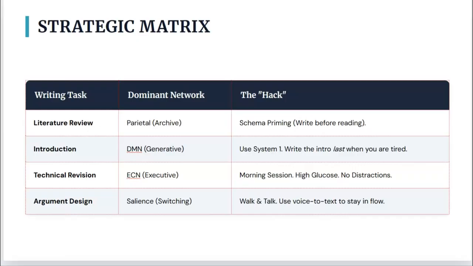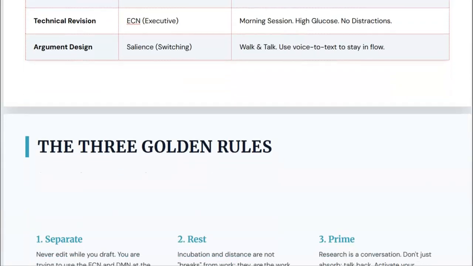Technical revision. ECN executive. Morning session. High glucose. No distractions. And in the morning when you're writing, have total silence. Go to your quiet spot. Turn off your phone and just get into a zone. And give yourself 15, 20, 30 minutes. Argument design. Salient switching. Walk and talk. Use voice to text to stay in the flow. So important, especially when you're burned out and you're sitting there just staring.